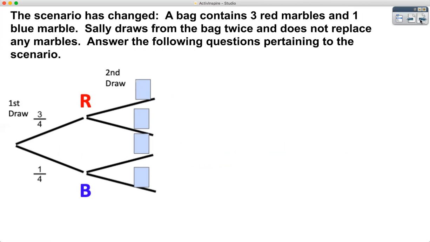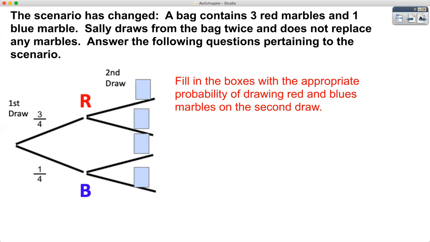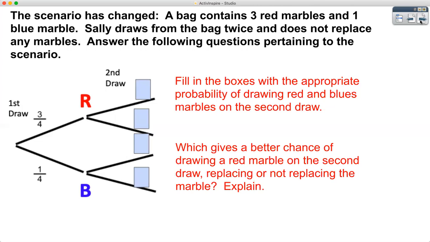So we've got some questions pertaining to this scenario as well. First, you want to fill in those boxes with the appropriate probability of drawing red and blue marbles on the second draw. Then you want to figure out which gives a better chance of drawing a red marble on the second draw, replacing or not replacing the marble. Once again, I'm going to ask you to pause the video. Once you think you have these done, unpause and we'll continue.